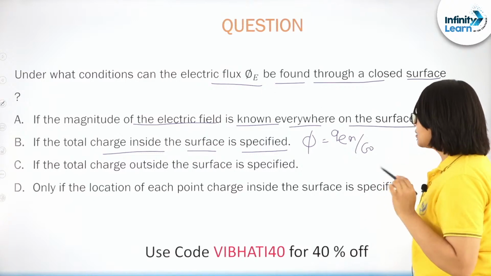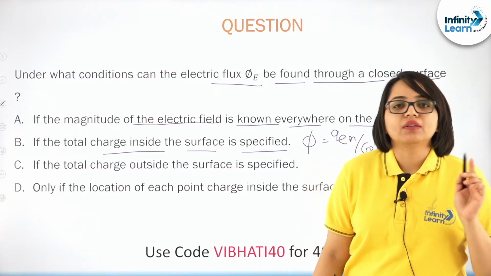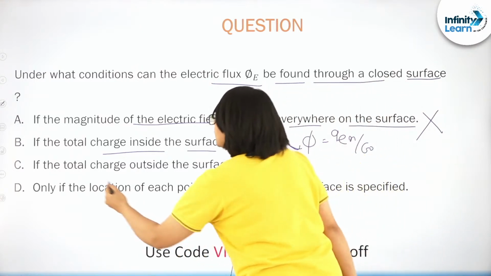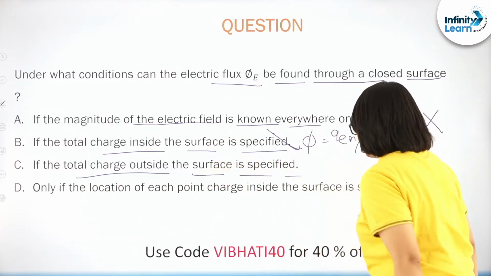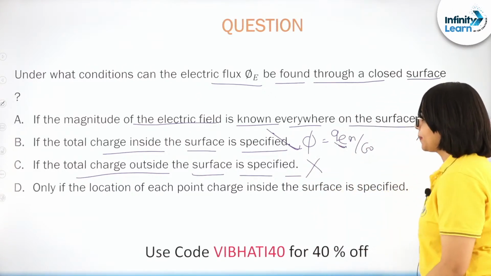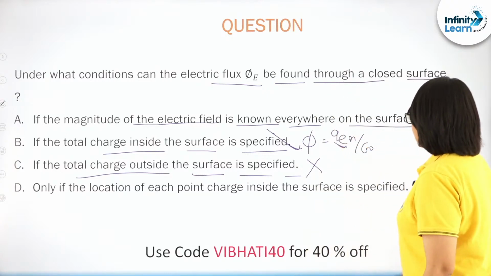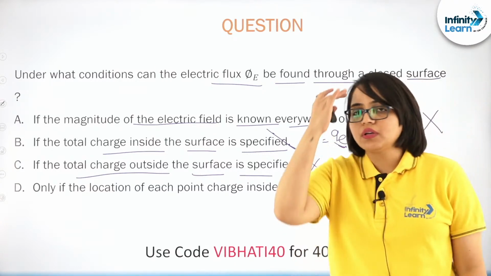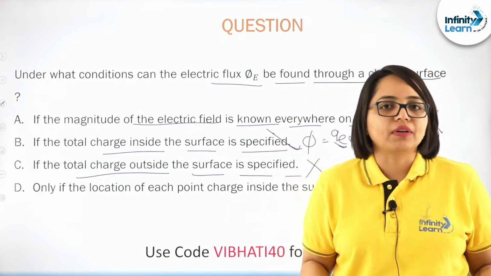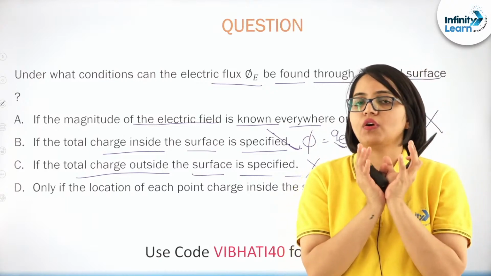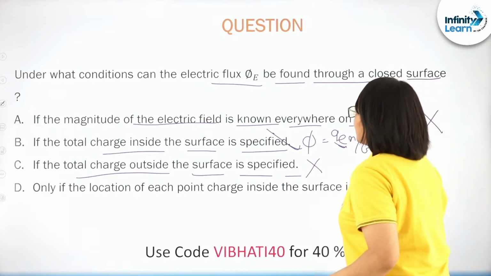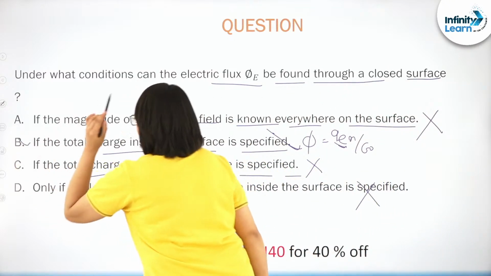Yes, if the total charge inside the surface is specified, you can calculate the value of flux. Next, if the total charge outside the surface is specified? No, we need the charge inside the surface; outside is of no use. Only if the location of each point charge inside the surface is specified? Again, children, total flux will not depend on the location of the charges inside the surface. It will depend on the net magnitude of the charges inside the surface, right? So this will also not help you in finding the value of phi. So the correct answer is option B.